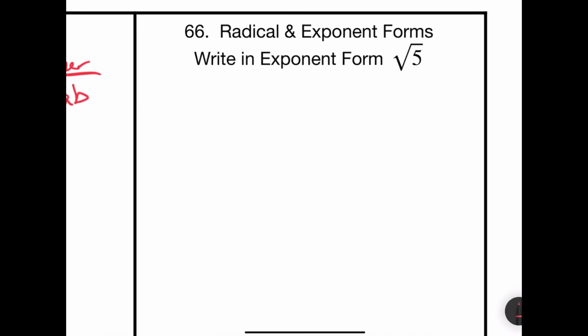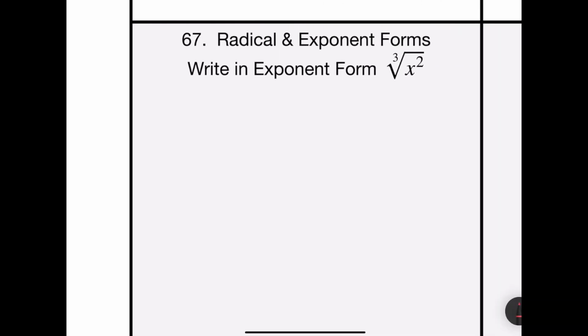Problem number 66 is radical and exponent forms. It says write in exponent form the square root of 5. So if I have the square root of 5 and I add in the hidden numbers, there's a 2 here and a 1 here. To write it in exponent form, I'm going to put the 1 in the numerator and the 2 in the denominator, or what I say, raise the root. So that would be 5 to the 1/2 power.